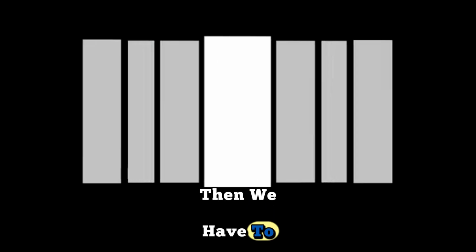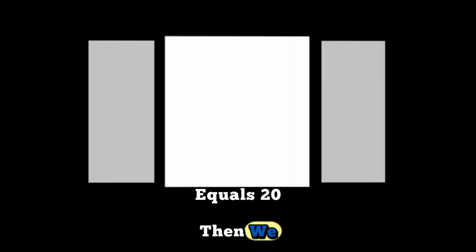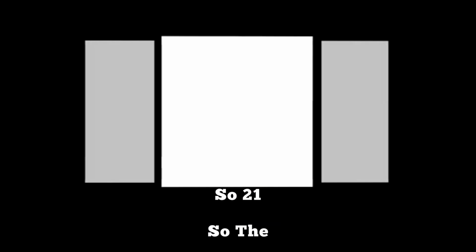Okay, then we have to calculate the range. And the way we do that is we take the subnet and we multiply it by 2. So 10 times 2 equals 20. Then we add 1 to that. So 21. So the range is going to be from 0 to 21.